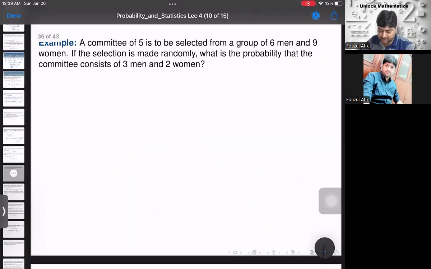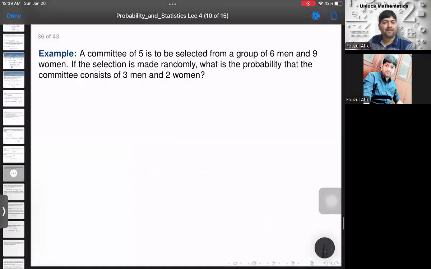I want to show you a similar kind of example. A committee of 5 is to be selected from a group of 6 men and 9 women. If the selection is made randomly, what is the probability that the committee consists of 3 men and 2 women? See, this is the same concept as the previous example. So just pause the video and get the answer. I hope I don't have to explain much.